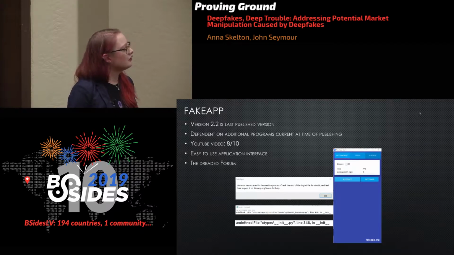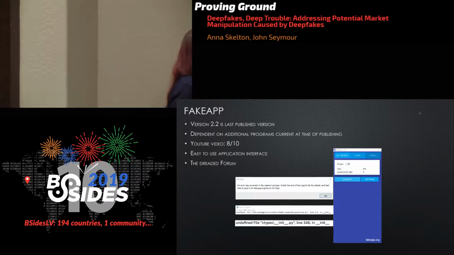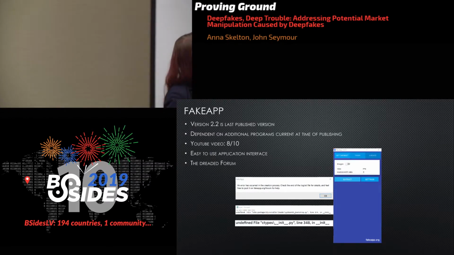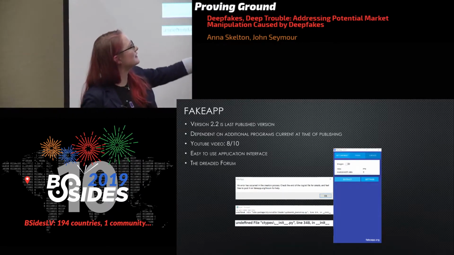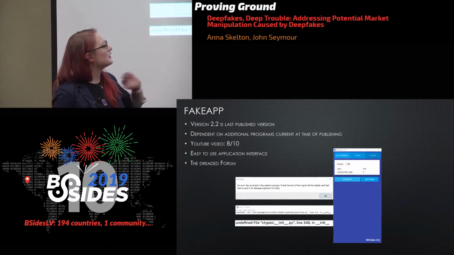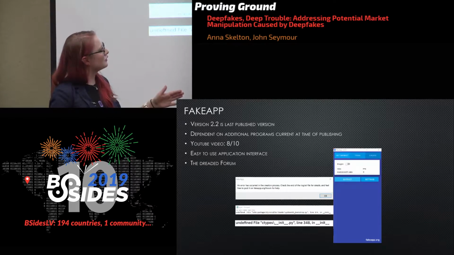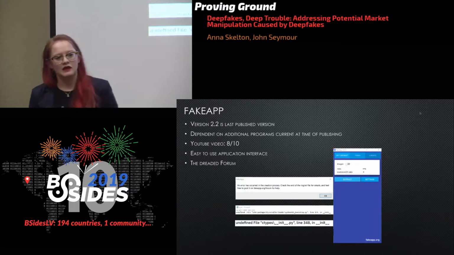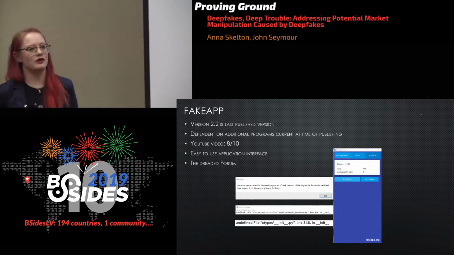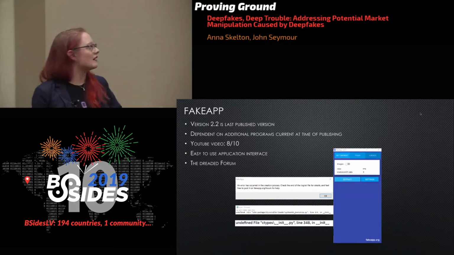So overall, though, FakeApp is a lot easier to use. You can see on this video on the side, I don't want to get in front of the projector, you essentially just direct it towards the content you want to pull from, click extract. You go to the content you want to train from, click train, and then you create it. It takes a while, but it does all the work for you if you set it up correctly.